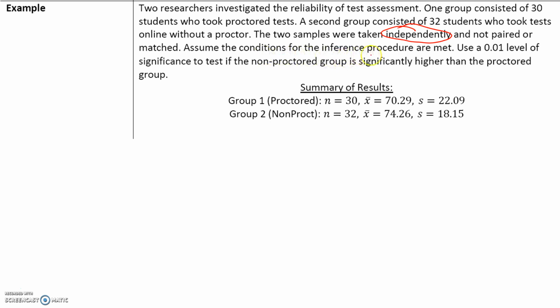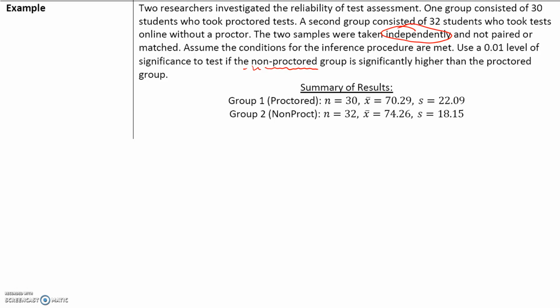Assume the conditions for inference procedure are met. Use a 0.01 level of significance to test if the non-proctored group is significantly higher than the proctored group. So, is the mean score of the non-proctored group significantly higher than the mean score of the proctored group? Since the non-proctored group could potentially cheat, are their scores significantly higher than those of the proctored group? So group 1 is a proctored group, and this is their data. Group 2 is a non-proctored group, and this is their data.